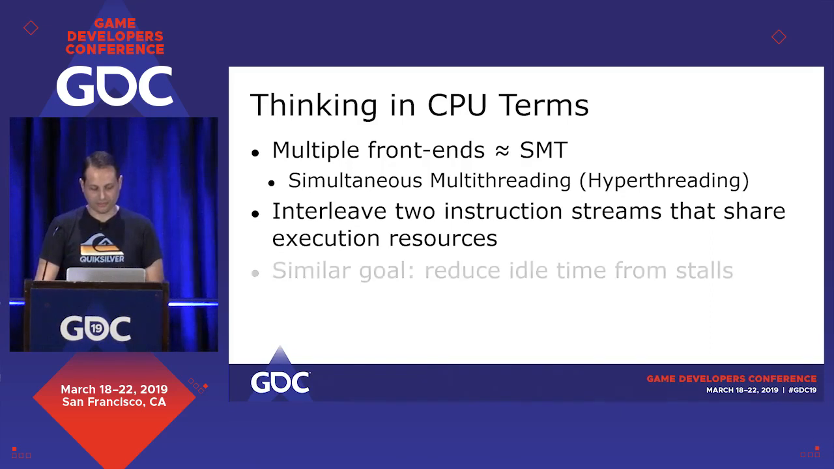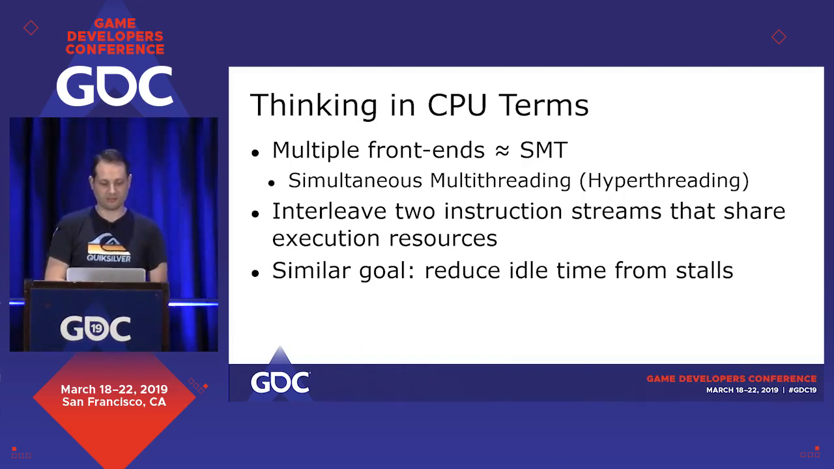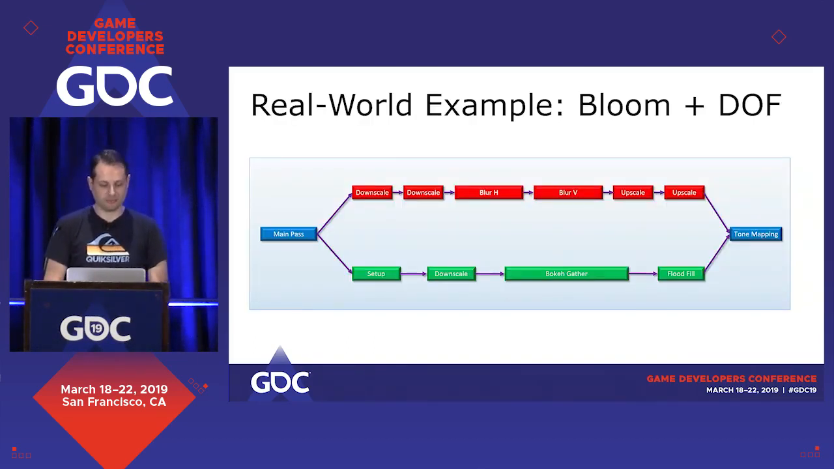And the goal here is that the CPU will try to reduce the idle time from stalls, like cache misses and things like that, by having another thread to switch to. So really it's similar to our goal with having two command processors on a GPU. Basically you're trying to hide or make use of idle time by getting some other work done from a non-dependent command stream.